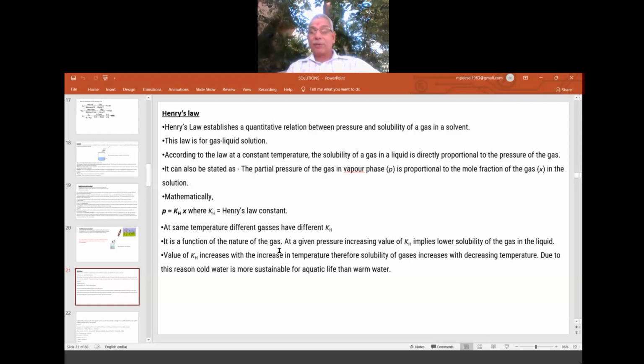At a given pressure, an increase in the value of KH implies lower solubility of the gas. Please take this equation. What is KH equal to here? KH equal to P upon X.